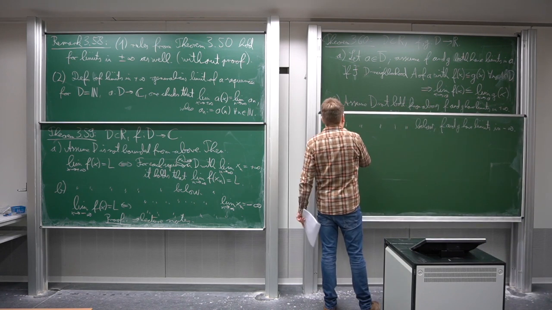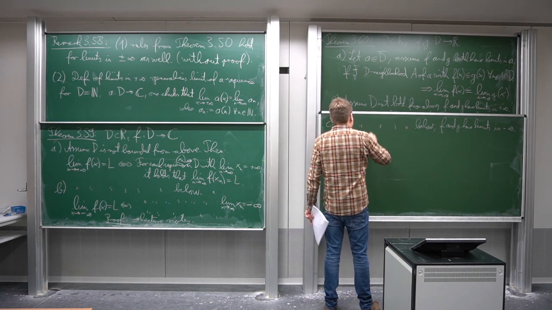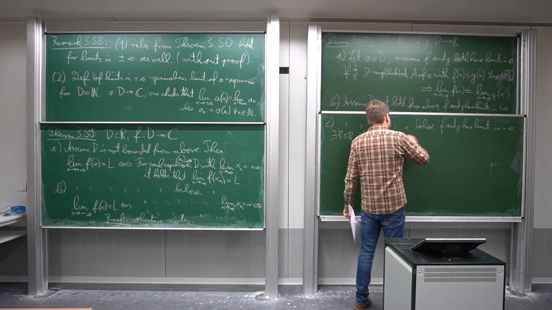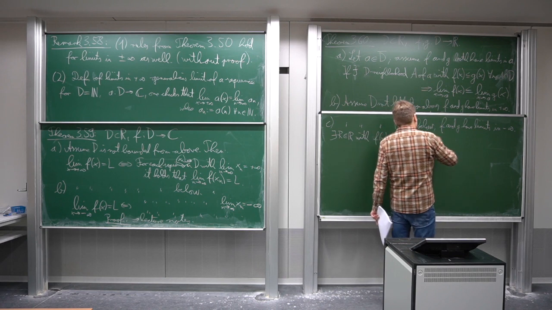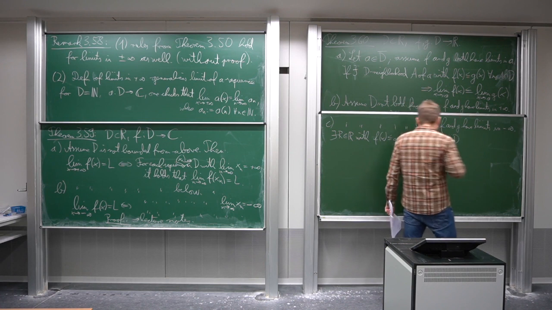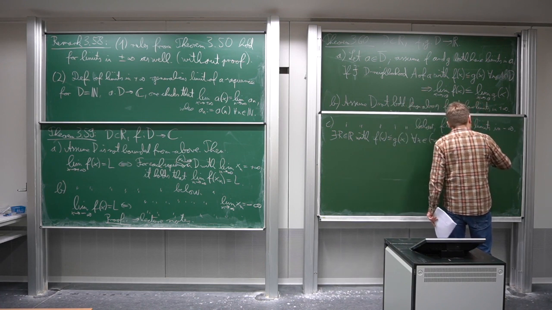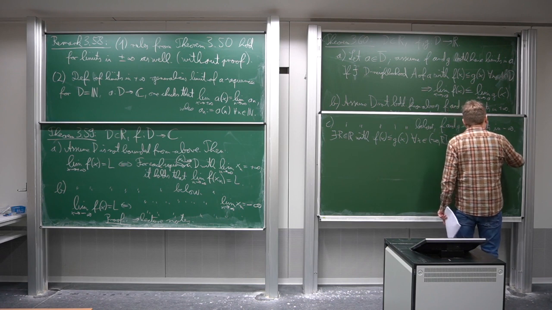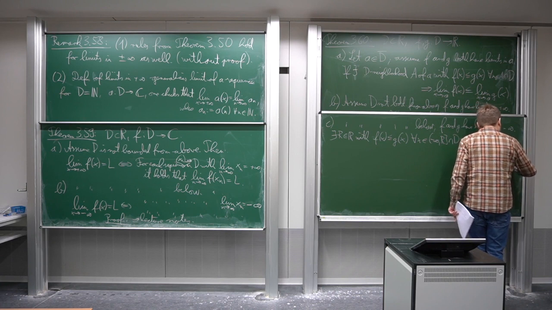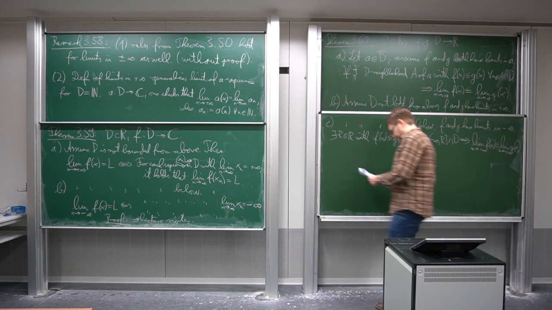And if there exists some R in R with f of x smaller than or equal to g of x for all x in minus infinity to R intersected with the domain D, then it follows that the limit of x to minus infinity of f of x is smaller than or equal to the limit of x to minus infinity of g of x. Okay, so we have this inequality here as well.